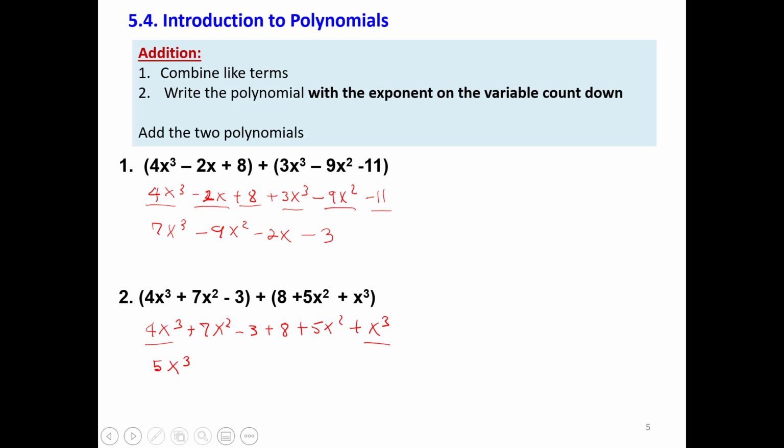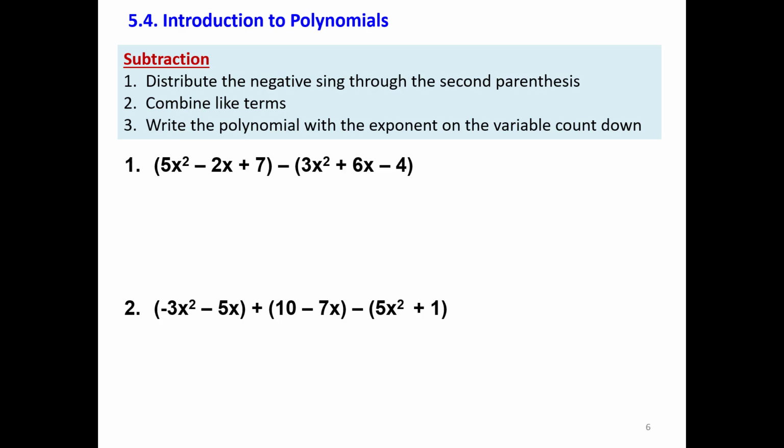X to the second. And we had 7 here, and we had 5 here. Then 7 plus 5 is 12, x to the second power. The next terms we want to combine just the numbers, and negative 3 plus 5 is positive 5. And this is the answer.